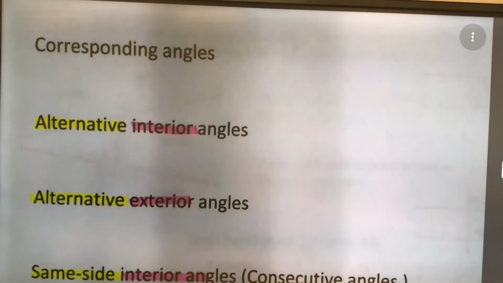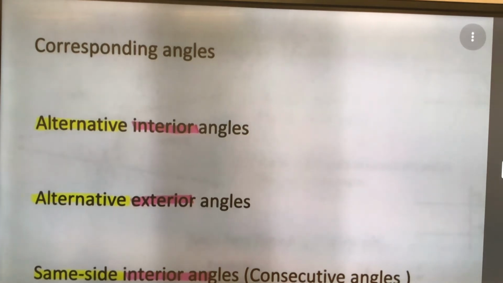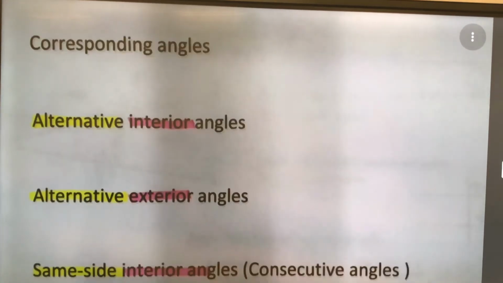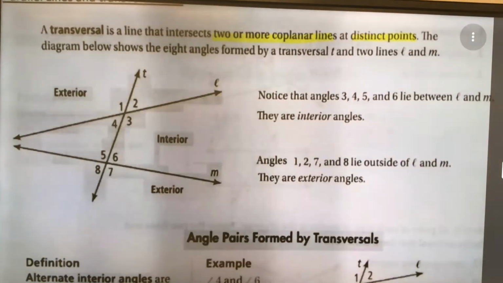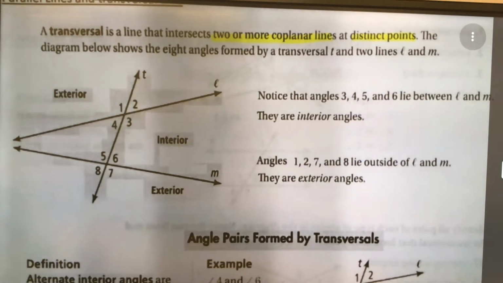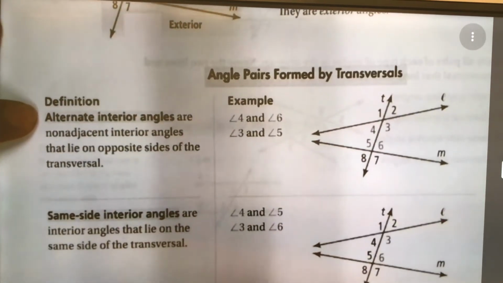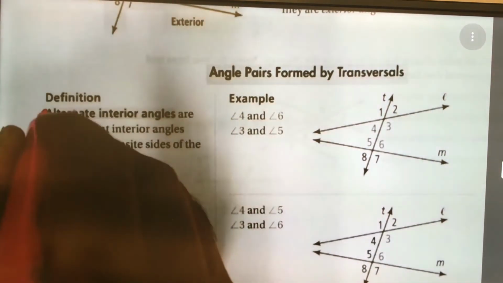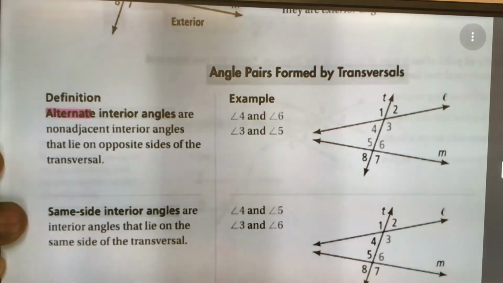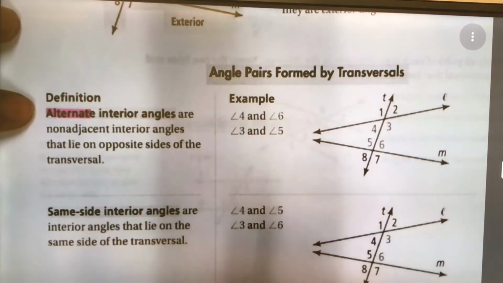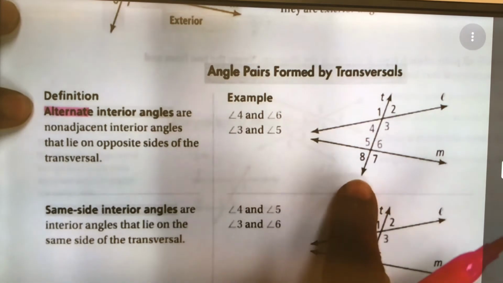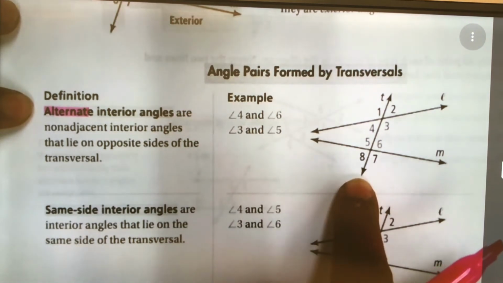The corresponding angles means the angles on the corresponding side, or we can say at the corresponding location. So let's look at how they are categorized. The first one is alternate interior. I said that this first word, alternate, is based on the location of the angles about the transversal line.